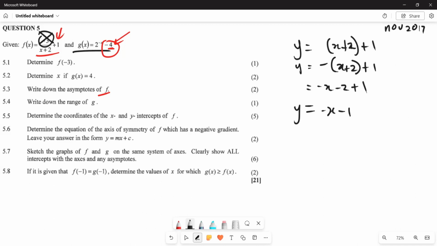If you don't want to do it this way, others do it like this. You can simply say the formula here is going to be y equals negative x plus c. Why is it negative x? Because they said negative gradient, right?